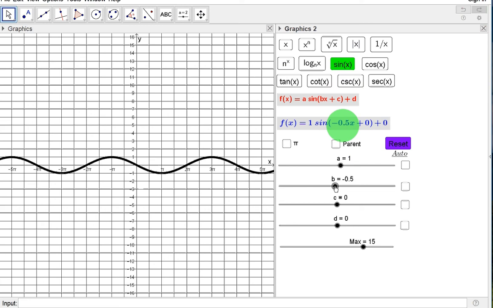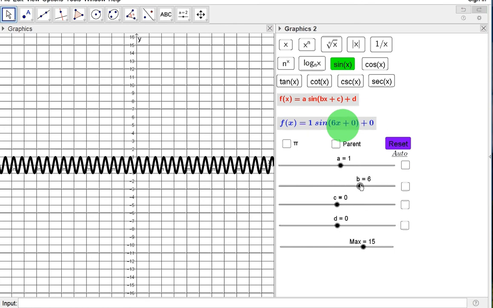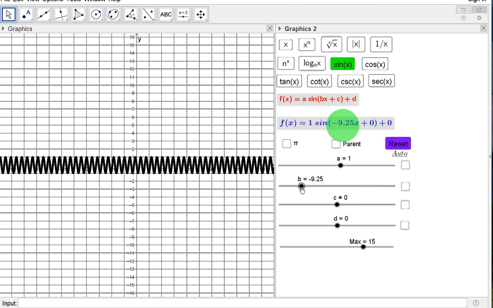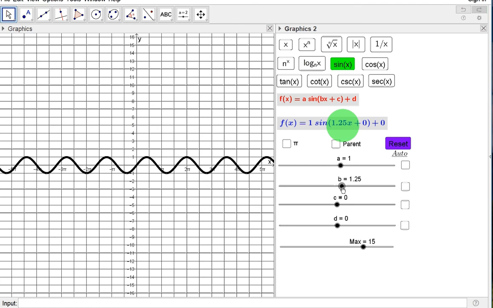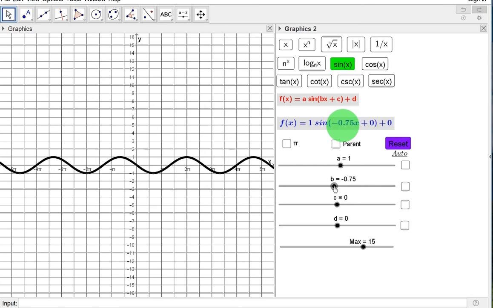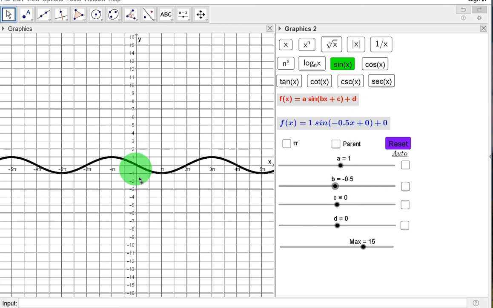Again, when the absolute value of the b value is between 0 and 1, meaning when it's a fraction, it will stretch that graph. It only compresses when it's bigger than 1 or less than negative 1. And we'll learn more about that when we do function transformations, and we learn about horizontal stretching and shrinking. But again, for now, when b is negative 0.5, the period of sine of negative 0.5x, or sine of negative 1/2 x, is 4 pi.